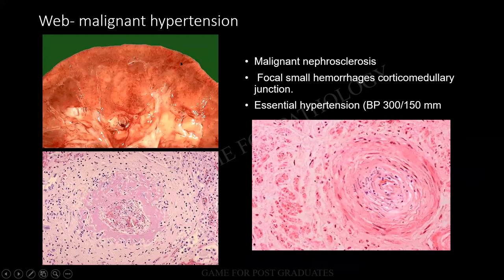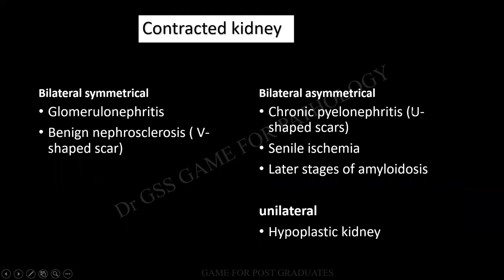In malignant hypertension, there can be areas of hemorrhage, but beyond that, there are two histological findings. There is a periarteriolar onion skin appearance, or in some cases there can be fibrinoid necrosis. And there will be areas of hemorrhage. Look at this one, beautifully at the corticomedullary junction, there are areas of hemorrhage. And essential hypertension or malignant hypertension is 300 by 150 millimeters of mercury.